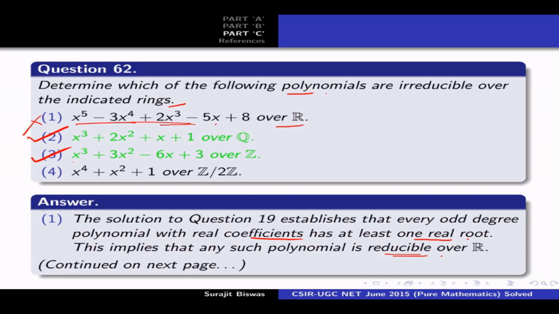Finally, we have x^4 + x^2 + 1 over Z/2Z, and this is reducible. How?